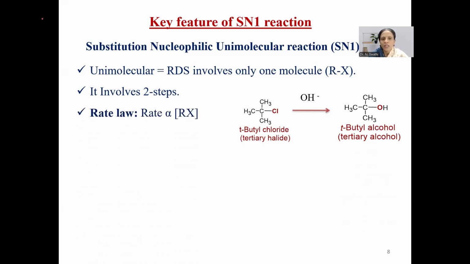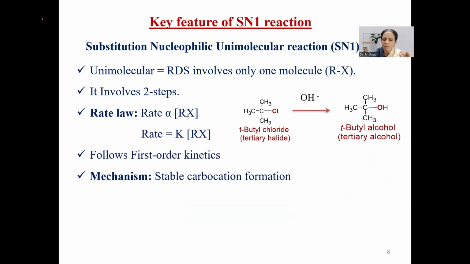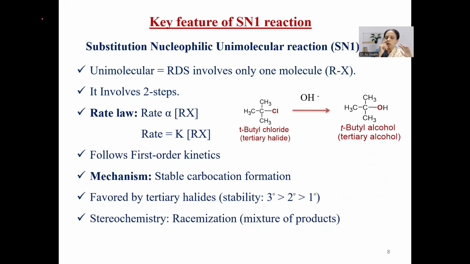And again, you will mention about the rate here. The rate determining step involves only one molecule, so the rate follows first order kinetics. And what is the mechanism? Just a single line: it involves stable carbocation formation. It is because stable carbocation formation is of primary importance here.